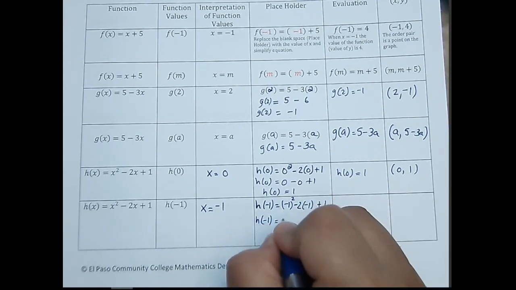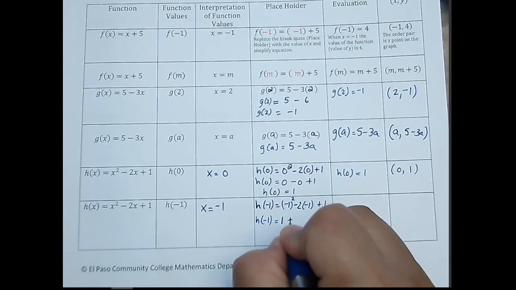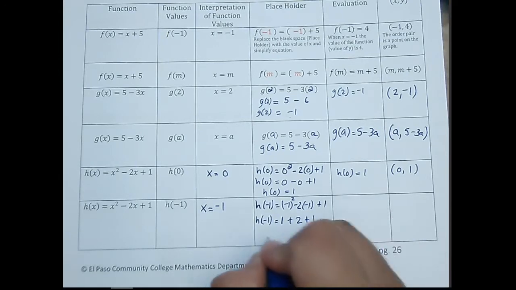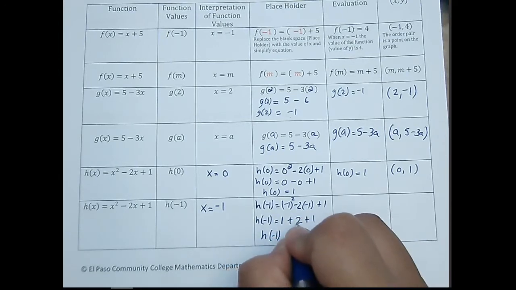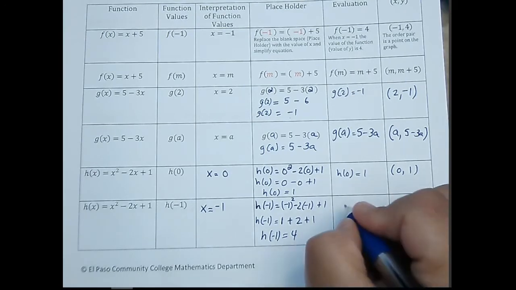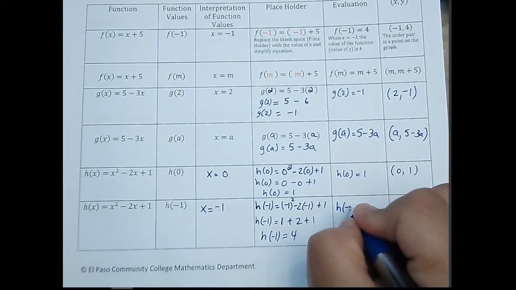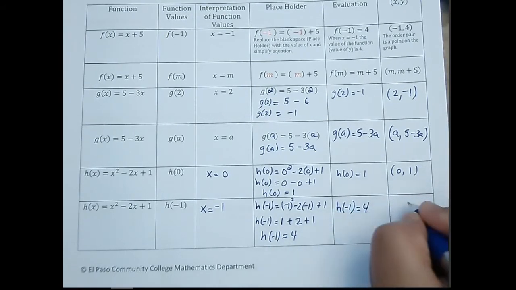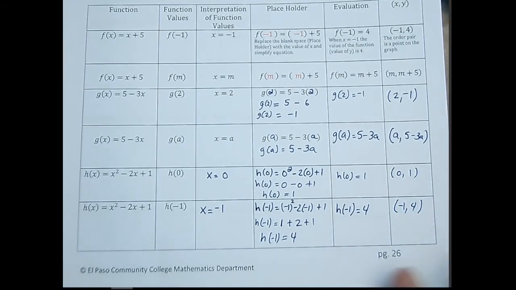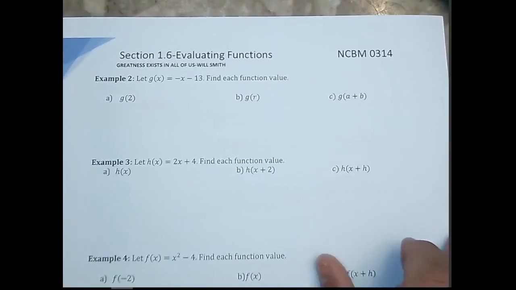Negative 1 squared is positive 1 plus 2. Negative 2 times negative 1 is 2 plus 1. 2 plus 1 is equal to 4. So h of negative 1 is equal to 4. So when x is negative 1, our y is 4. Okay, let's try the next ones.